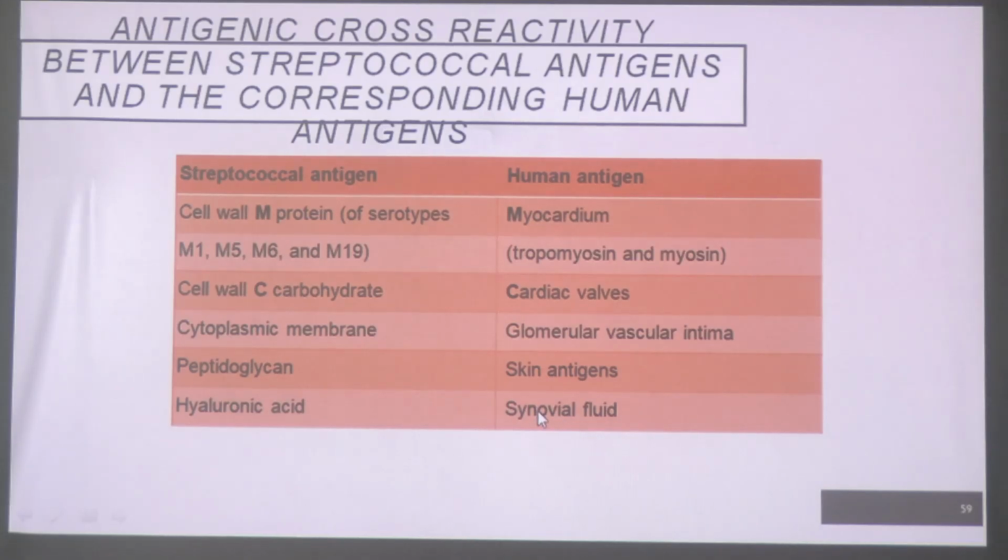Here there will be arthritis. Here there will be myocarditis, right? How to remember this? You might get this as an MCQ. Just remember cell wall C carbohydrate with the cardiac walls, M protein, myocardium, this one with the joint fluid, peptidoglycan, cell wall. Just remember with the skin. This is bacterial skin, this is our skin, okay? And cytoplasmic membrane with the glomerular vascular intima.